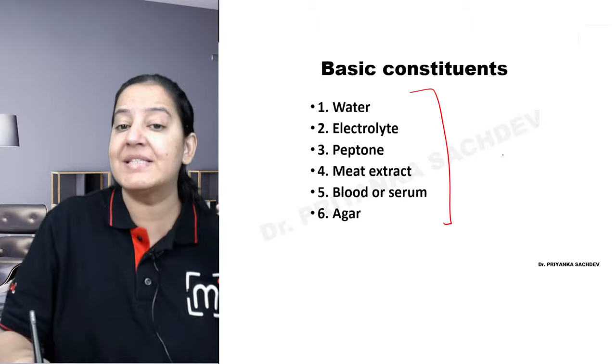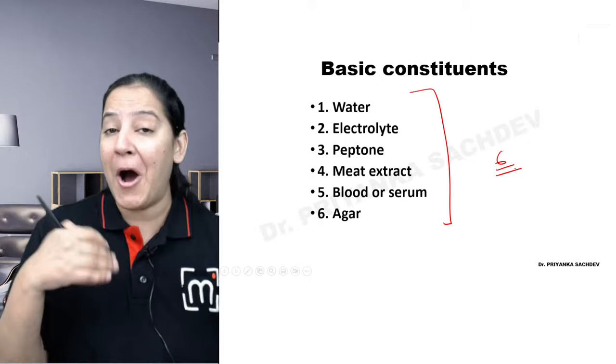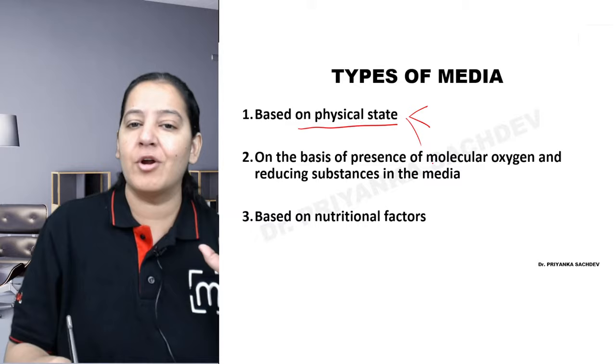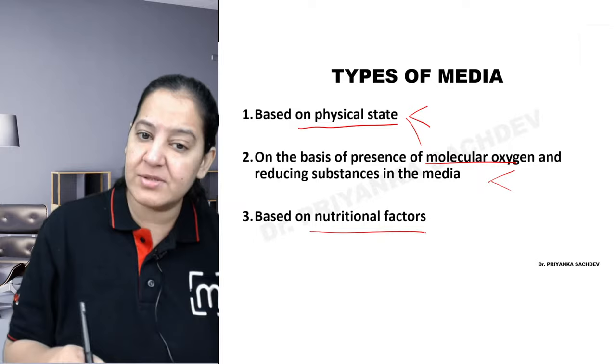classification of culture media. How to classify culture media? We can classify culture media by three methods. Number one, based on the physical state, whether they are solid, liquid or semi-solid. Number two, based on presence or absence of oxygen, that is aerobic media and anaerobic media. And number three, based on their special nutritional factors, right?